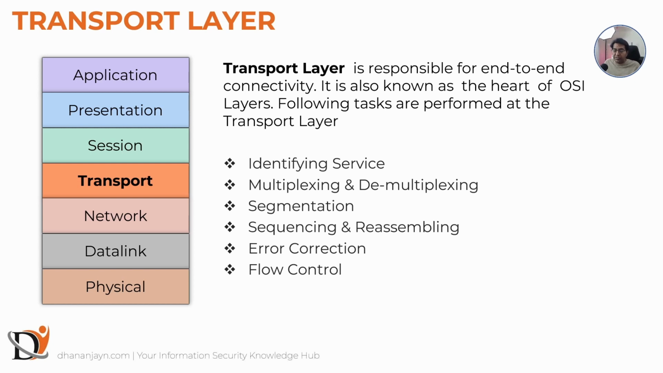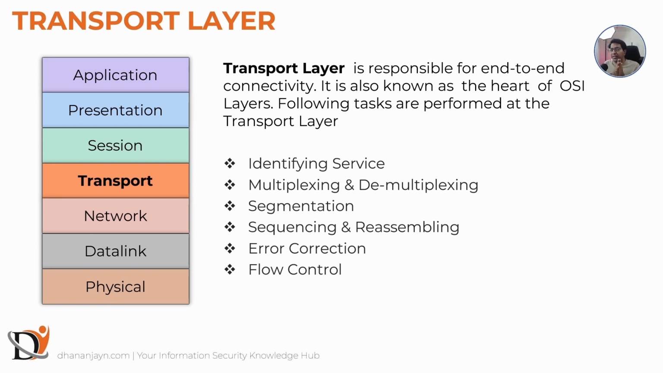Now let's talk about multiplexing and demultiplexing. The primary function of multiplexing and demultiplexing is to allow multiple applications or processes running on the source and destination to share the network resources by multiplexing data from different applications into a single stream for transmission and demultiplexing it at the recipient's end.